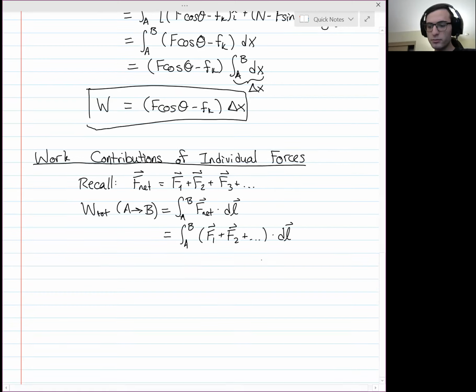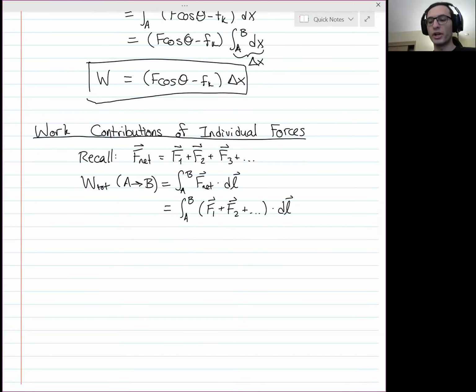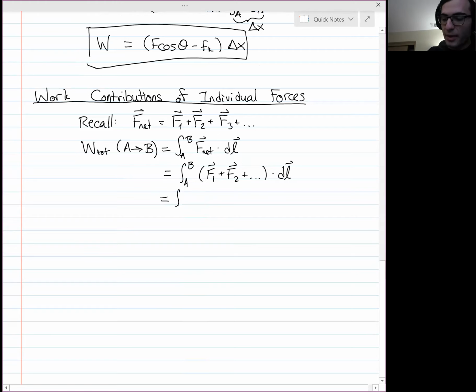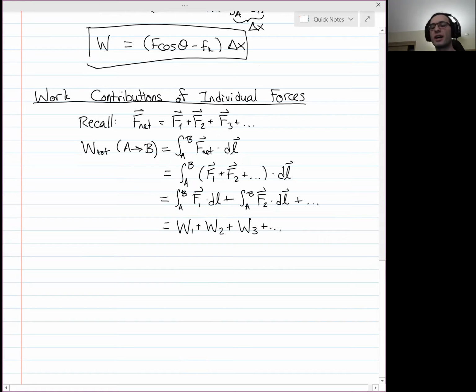Right, anyway. So we can write the total work as the dot product of the sum of all of the forces. And you guys know that integrals can be broken up additively. Come on, scroll please. There we go. So this is the same as the integral from A to B of F1 dot dl plus the integral from A to B of F2 dot dl, and so on. And so we can write this as work 1 plus work 2 plus work 3, and so on. The idea here is that you can consider how much work is actually contributed from each individual force.